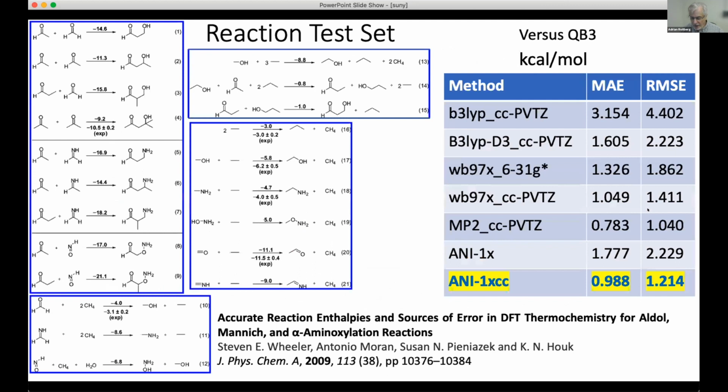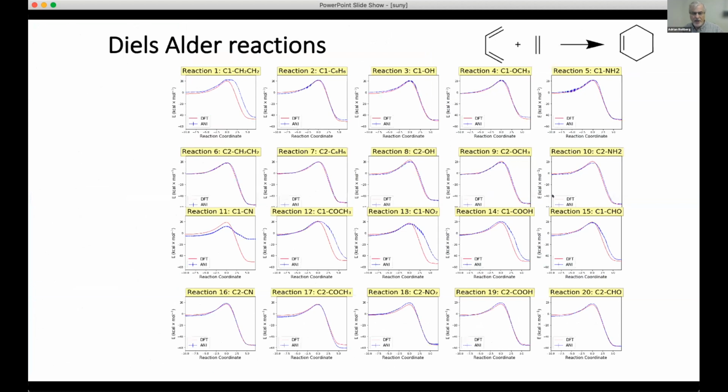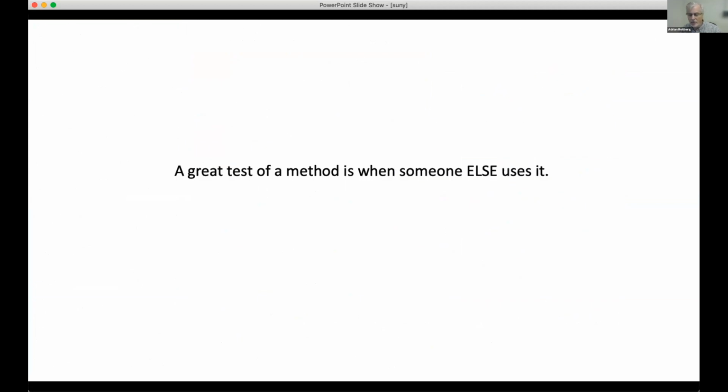So very quickly, we can do chemical reactions. These are thermochemistry. There are no barriers here, right? It's just reactants and products. And this is a set from Steve Wheeler and Ken Houk, and we can predict these enthalpies of reaction to about a kcal per mole difference. And if you want to do that with quantum, you have to go pretty high in basis set and whatever. So you're paying the price. I'm going to skip this for a second because we are running out of time.